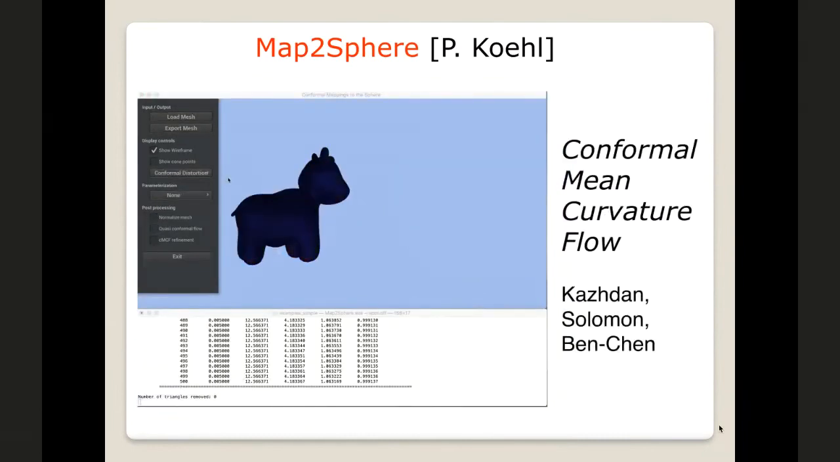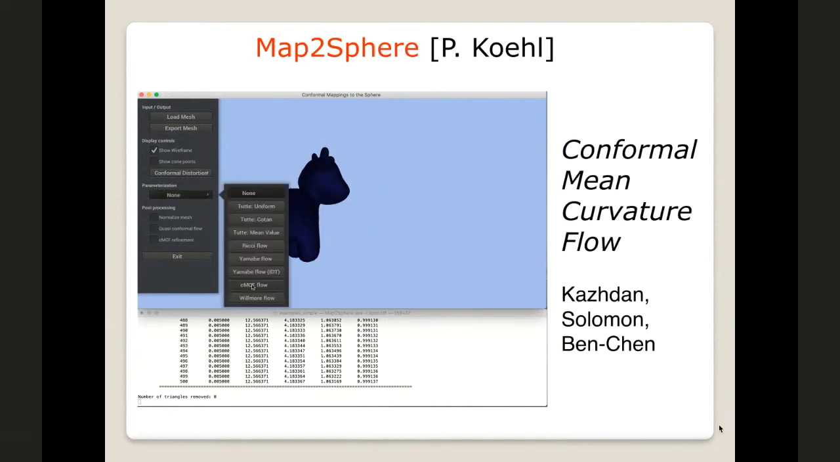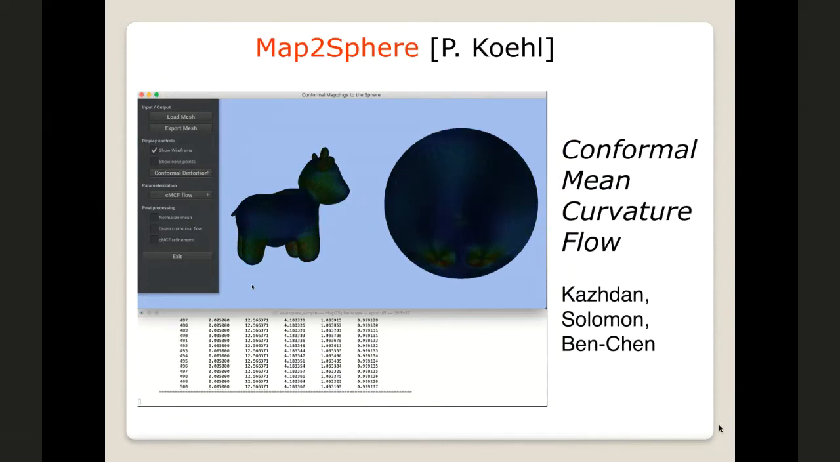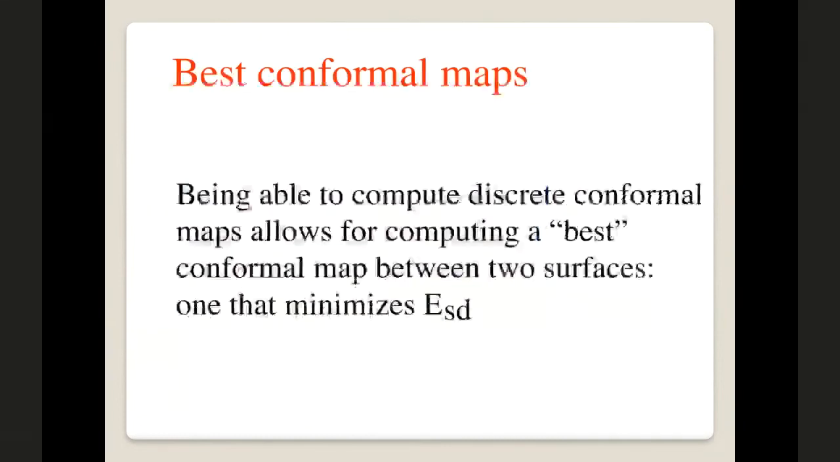Now here's another example using a different method. This one uses what's called conformal mean curvature flow, and it's going to take this cow to a round sphere. The final map produced will again be conformal, and this uses a method developed a few years ago by Kazhdan, Solomon, and Ben-Chen. This works very well now, very seldom fails, and allows the processing of quite complicated geometric shapes by these methods. And not too long in the future, we'll be able to make available some software that you can use to load your own pair of surfaces and compare them using these methods that I'm discussing here.